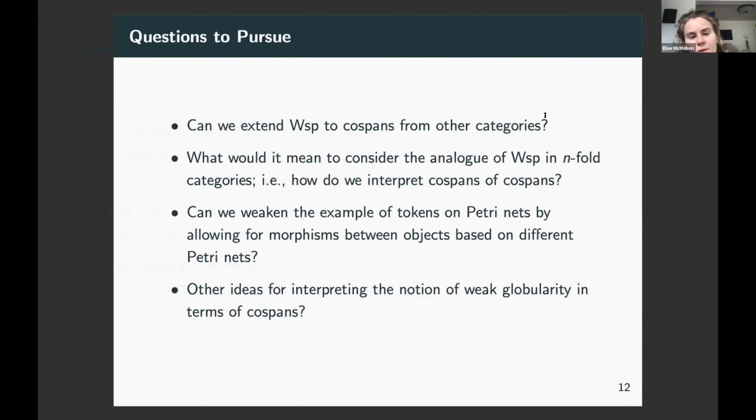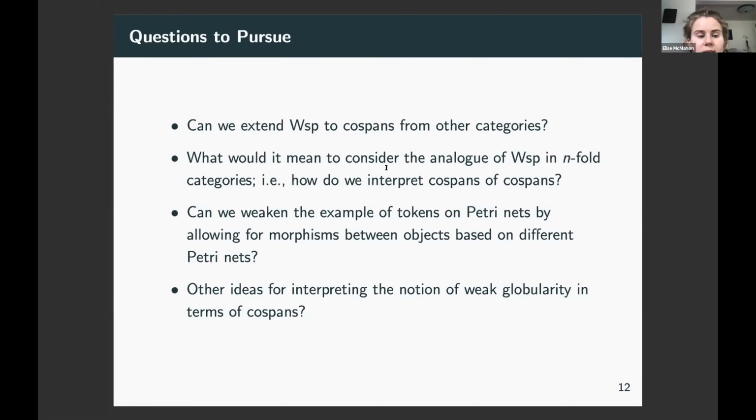And then just some general questions that we have is if we can extend this model to cospans from other categories, so just a general category with pushouts. And if we can consider the analog of weak globularity in n-fold categories, which is what Emma referred to as one of the nice things about this construction, that it should lend itself more easily to extending to higher categories.